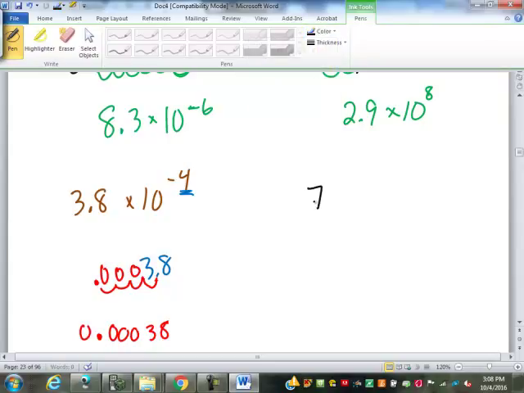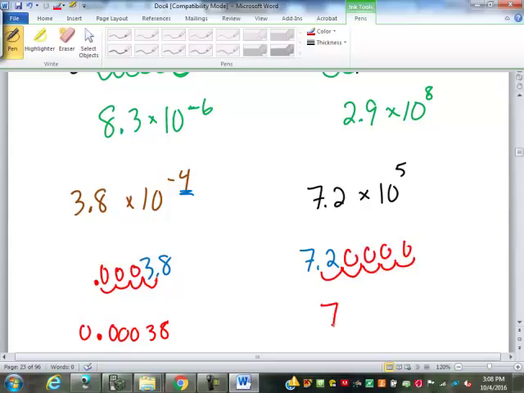Or I could have 7.2 times 10 to the 5th. The 5 is telling me my decimal point has to move 5 spots. It's positive, so that means this is a big number. So I have to move the decimal point which direction? To the right, 5 spots. So 1, we've got to fill in zeros again. 2, 3, 4, 5. So that's 720,000.